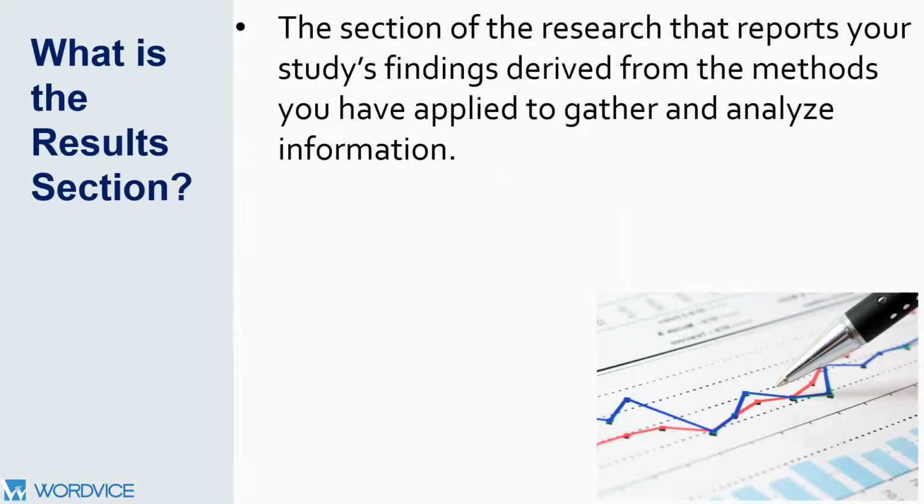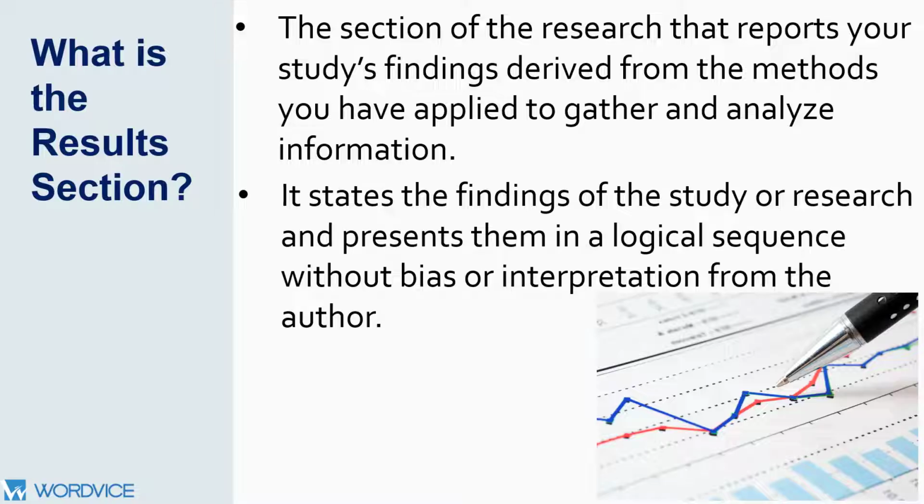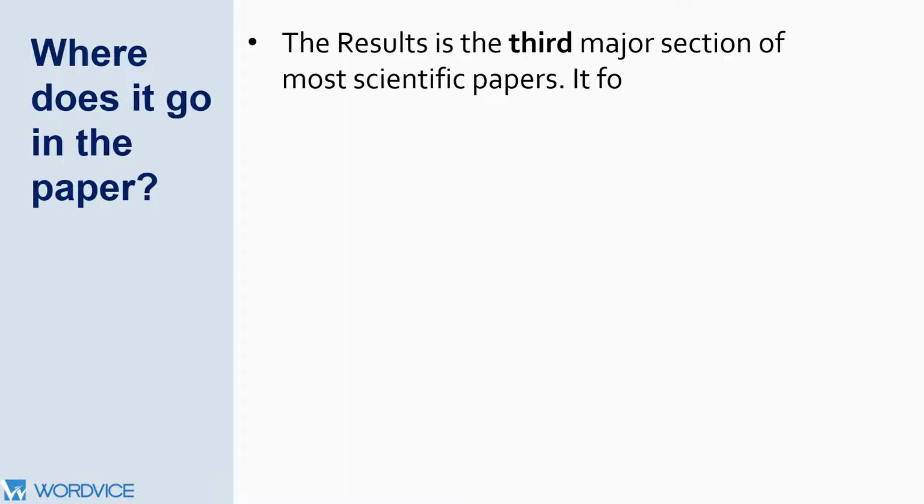The results section of a scientific research paper reports the findings of your study derived from the methods you applied to gather and analyze information. It states the findings of the study or research and presents them in a logical sequence without bias or interpretation from the author. The results section is the third major section of most scientific papers.